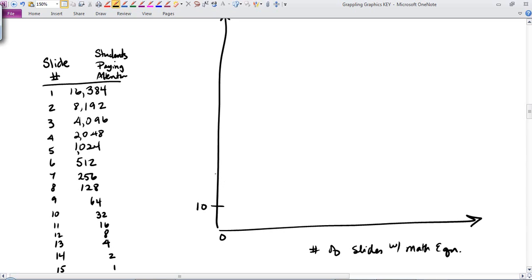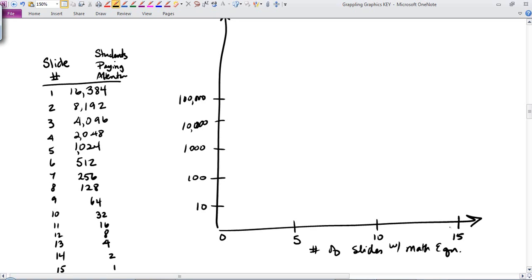10 to the first is known as 10. 10 to the second is known as 100. 10 to the third is known as 1,000. You get it. 10,000. What would be next? 100,000. And that's as far as I need to go because I top out at 16,000. Okay, so now what happens? Now I need to do the same scale along the bottom that I already had, where this will be like 5, 10, and 15 slides.